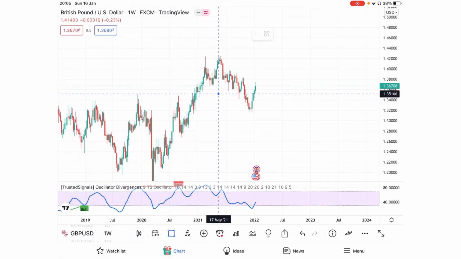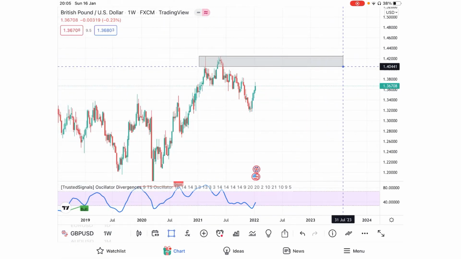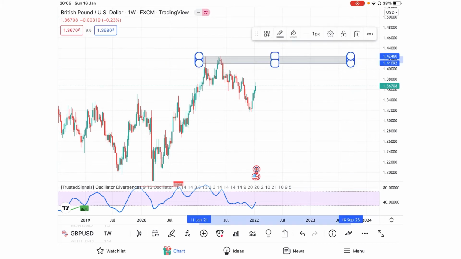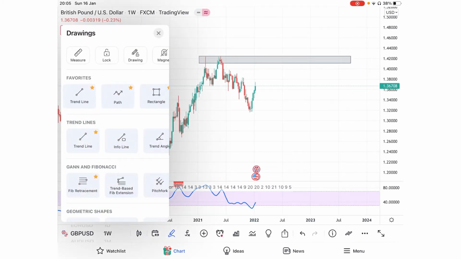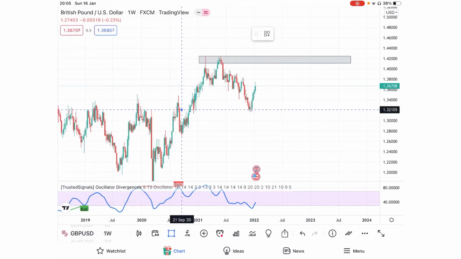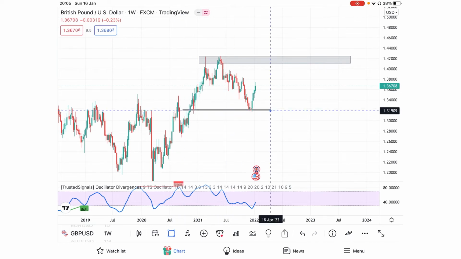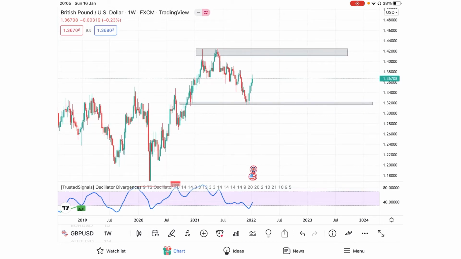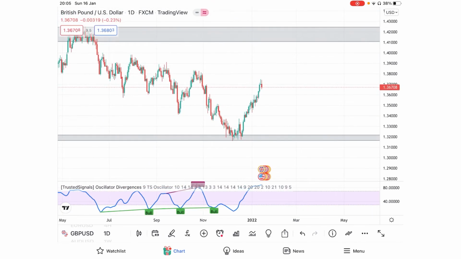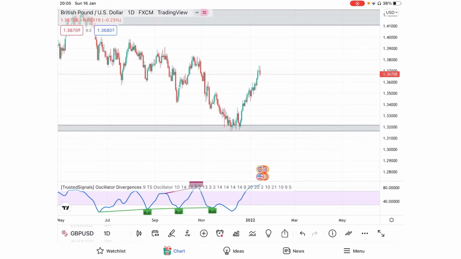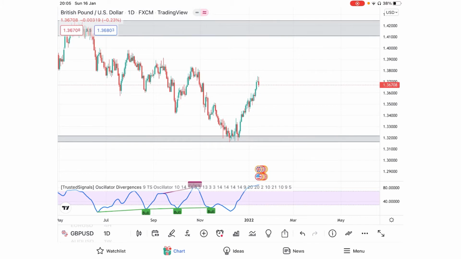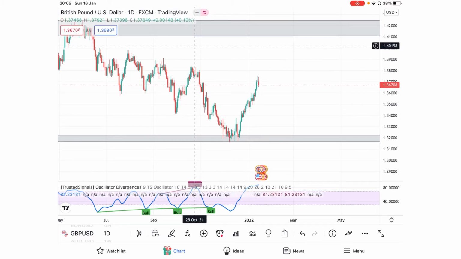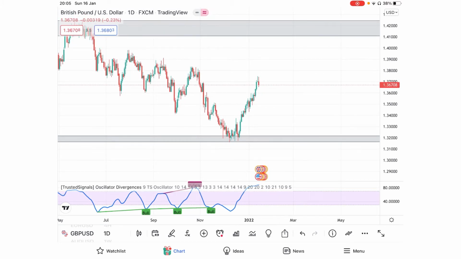Let's draw our zones, support, resistance. We have our support right here. That GBPUSD bounced pretty strong. You can see a very strong bounce. Now we just go to the daily time frame. Okay, so we can see that GBPUSD is approaching this lower high level right here. That is very crucial, okay?